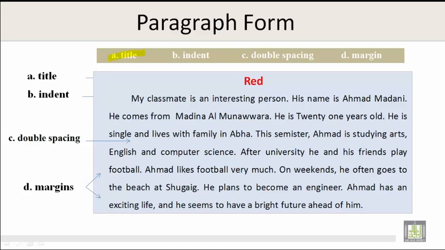Part A is the title. Part B is where you indent. Part C is double spacing. And Part D is the margin. A, the title, is red. Do you notice a space here in the first sentence? This is B, indent. The space in between sentences is double spacing, and the margins are along the side of the paper.